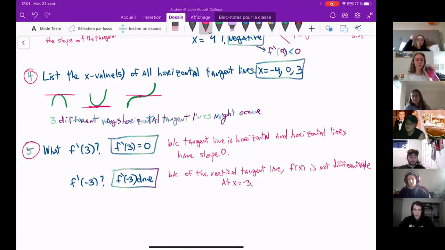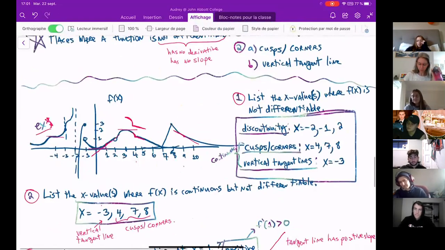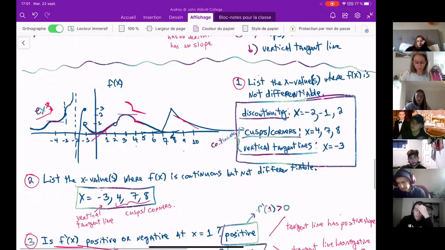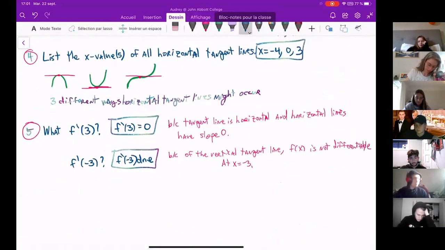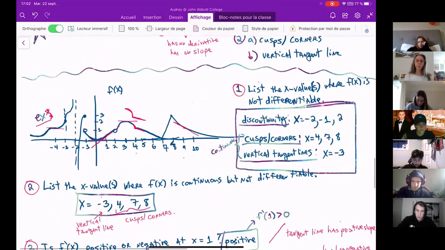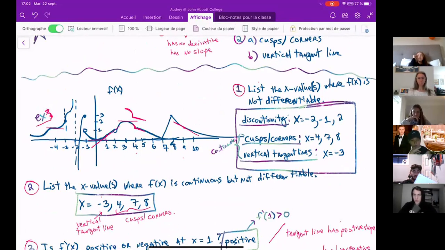So there is another place that we could also ask about. What if I were to ask you for f prime of 7.5? So we're looking at 7.5. Could you go back, please? When we look at the graph, what type of shape do we have at 7.5? What do you mean shape? Like, is it a parabola? Is it a circle? Is it a straight line? It's a straight line.